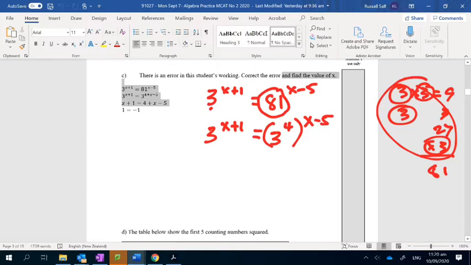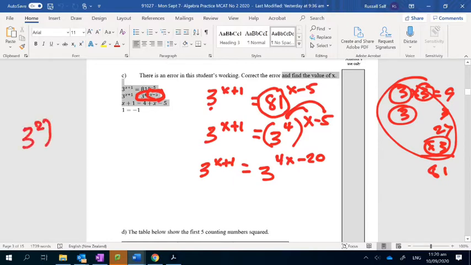And this is where the student made the mistake. If you have a power raised to a power, he added them. Is that what you do? No. A power raised to a power means multiply them. So it's 3 to the x plus 1 equals 3 to the 4 times x and 4 times negative 5. So 4 times x is 4x. 4 times negative 5 is negative 20. And that's where the mistake was made in the original work. It should have been multiply right there, not add, because you're raising a power to a power.